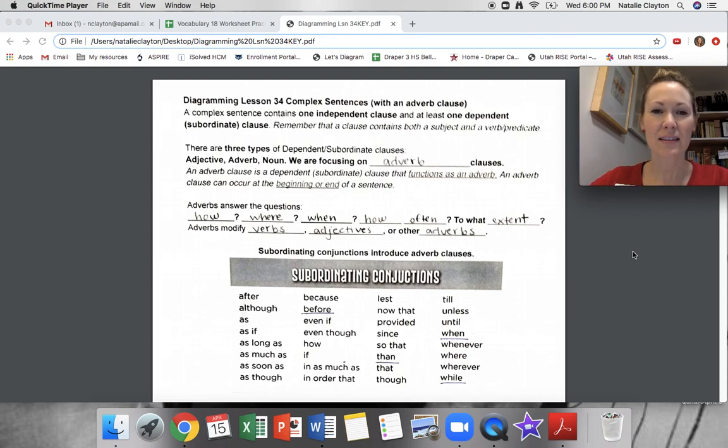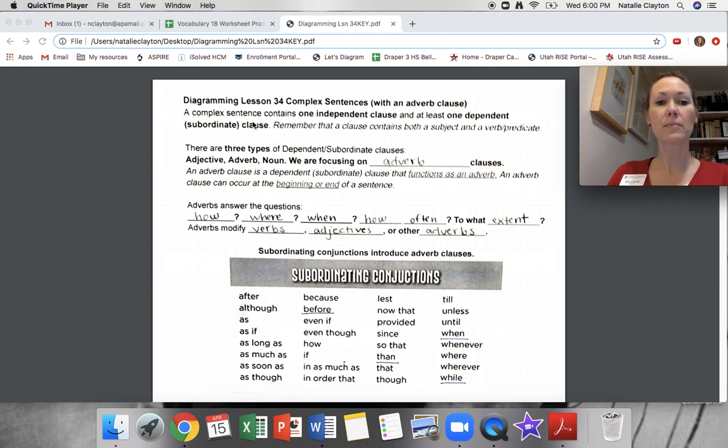Welcome to this lesson on diagramming complex sentences with an adverb clause. We already went over complex sentences with an adjective clause. Now we're looking at adverb clauses. So basically, it's the same kind of thing, diagrammed a little bit differently, but instead of the clause acting like an adjective, it acts like an adverb.